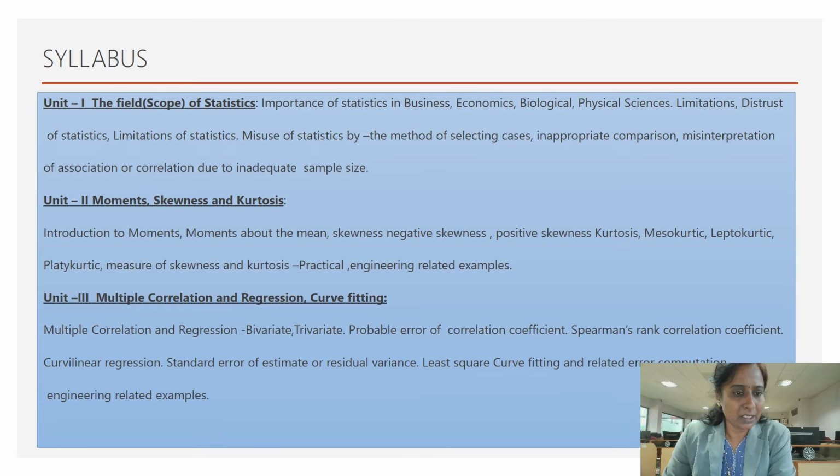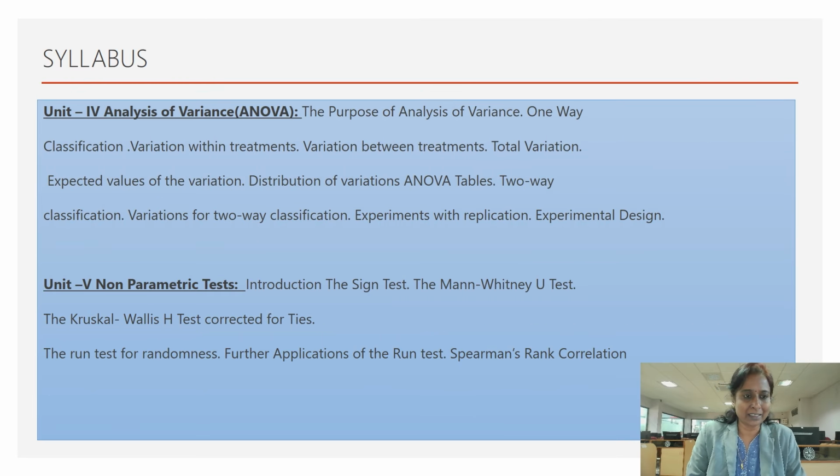Third unit is about multiple correlation and regression, curve fitting. Multiple correlation and regression: bivariate, trivariate problems based on error of correlation coefficient. We'll be studying Spearman's rank correlation coefficient, curvilinear regressions, standard error of estimate or residual variances, least square curve fitting and related error computation. We'll be dealing with more practical examples based on engineering related examples.